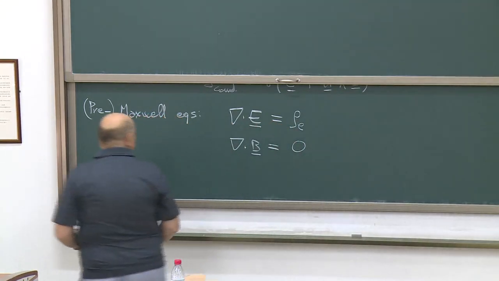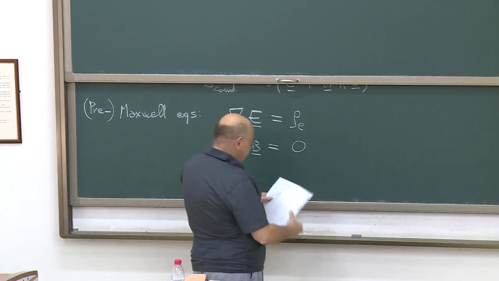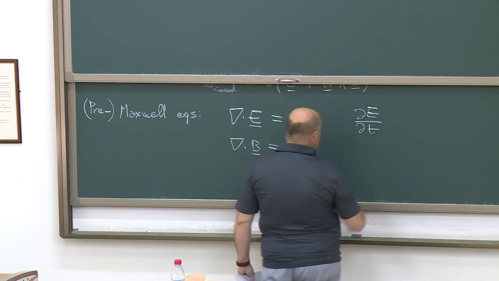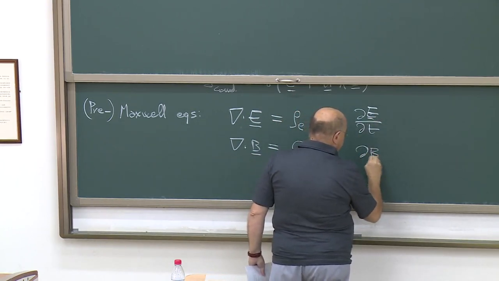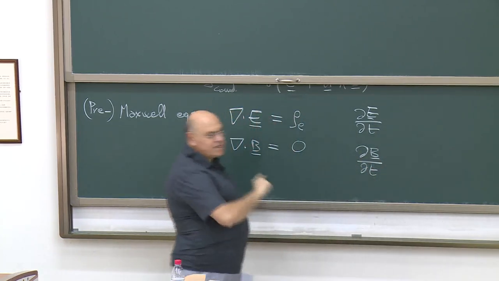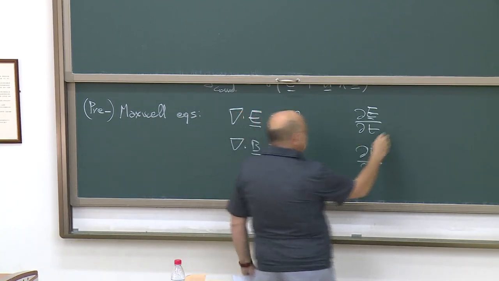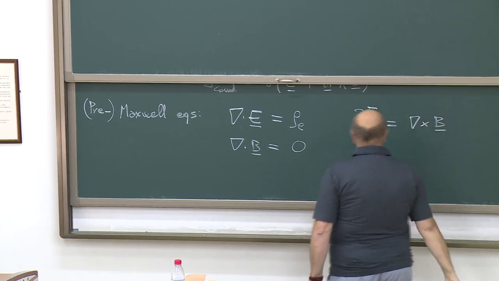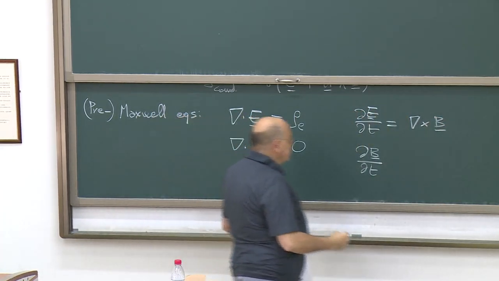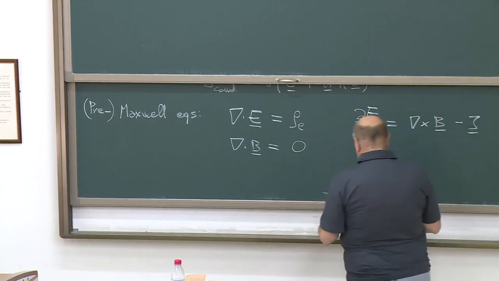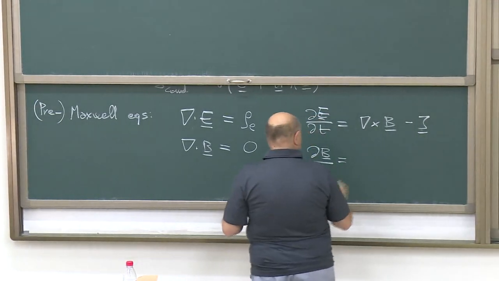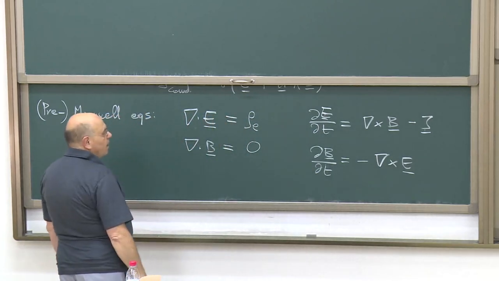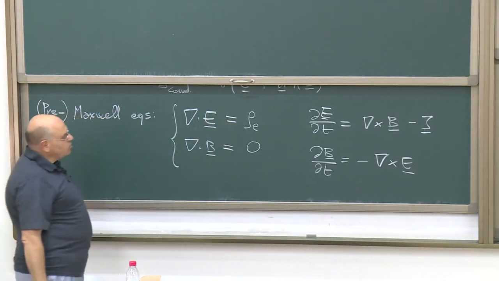So these are the standard equations we refer to. And then we have the change in time of E and the change in time of B, and as we know, one talks to the other. So dE/dt is just the curl of B, constructed, contrasted by the current, and this is just minus the curl of E. So these are the so-called Maxwell equations.